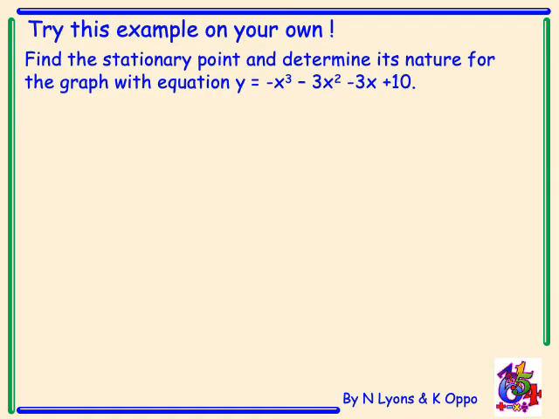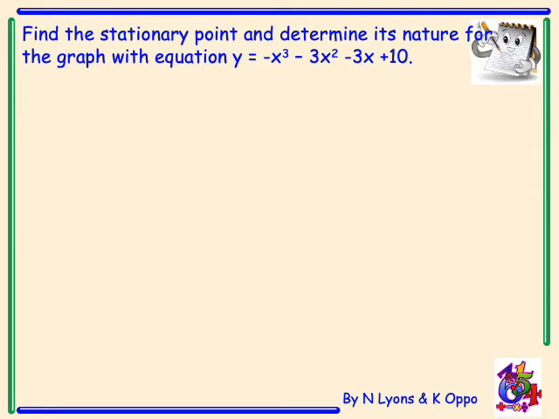Right, try this example on your own. It says find the stationary point and determine its nature for the graph with the equation y equals minus x cubed minus 3x squared minus 3x plus 10. Now beware, warning here. What's the coefficient of x cubed? Yep, it's a minus 1. It's a negative cubic. Now can you jot down what that looks like? You should have in your head roughly what that cubic looks like. Think about it before you get started. I'm going to come back later on and give you a full worked example for this, but just try it just now.